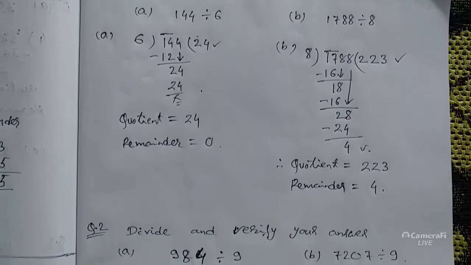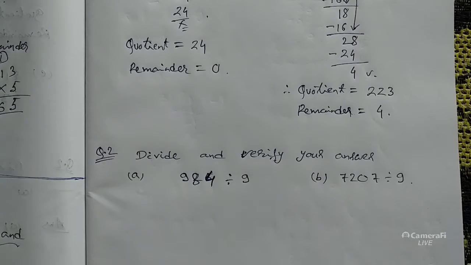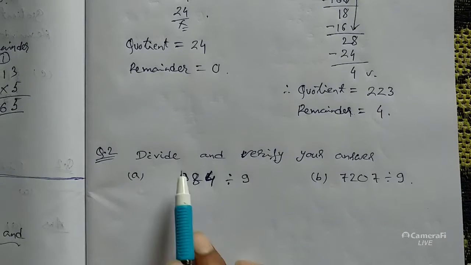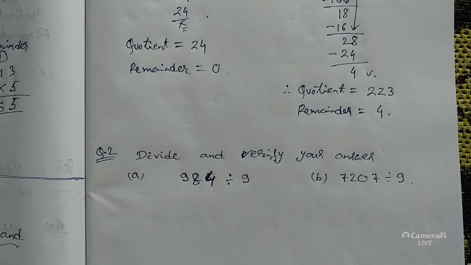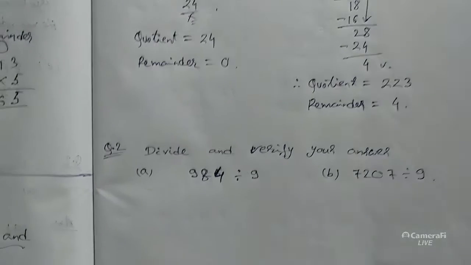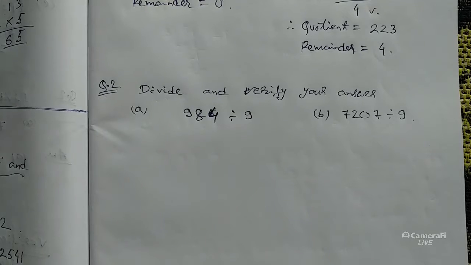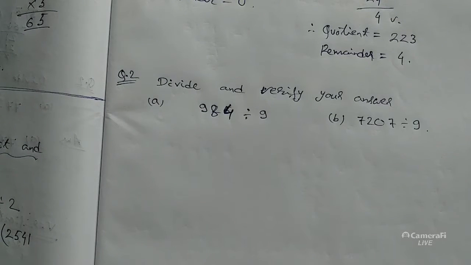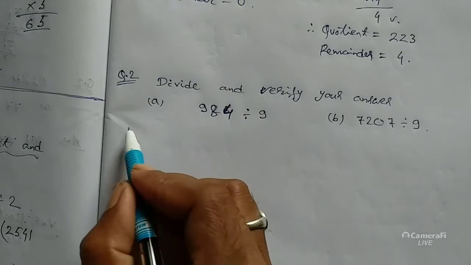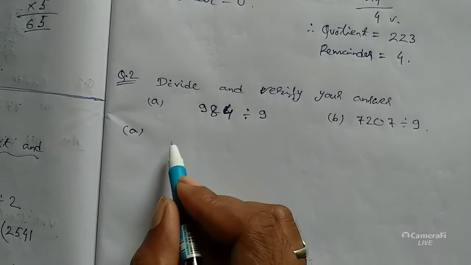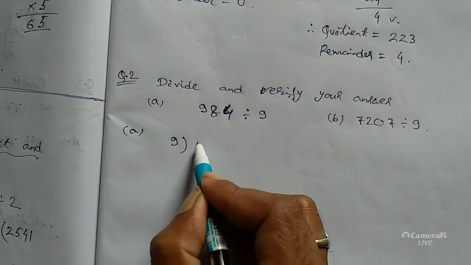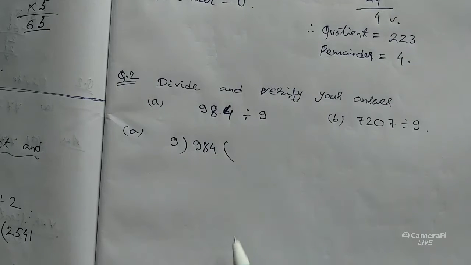Now come to the next type of problem, question number 2. Divide and verify your answer. Here we have to divide and also check whether our result is correct or not. So let us start with a number. We will divide the number 984 by 9 first by the long division method.